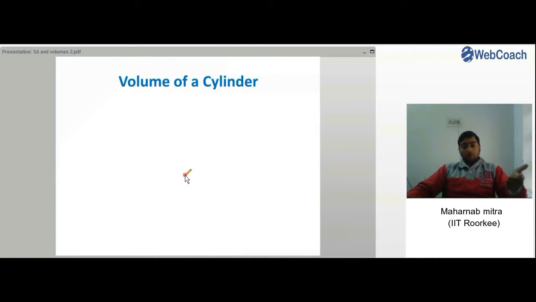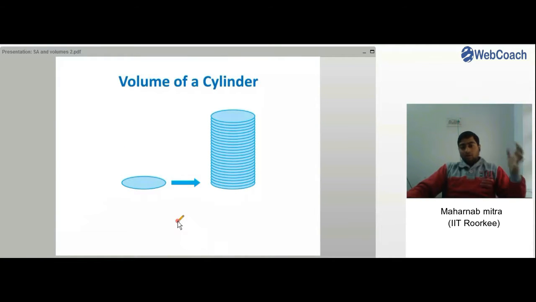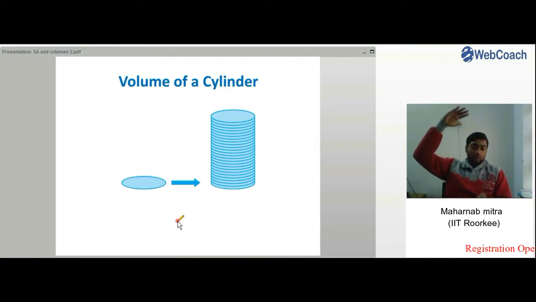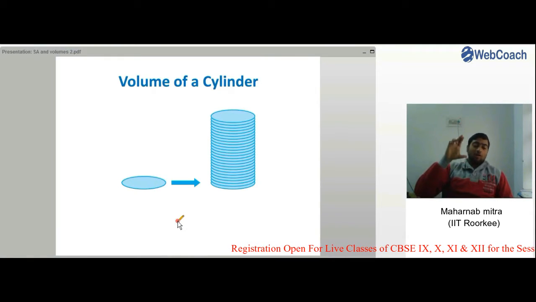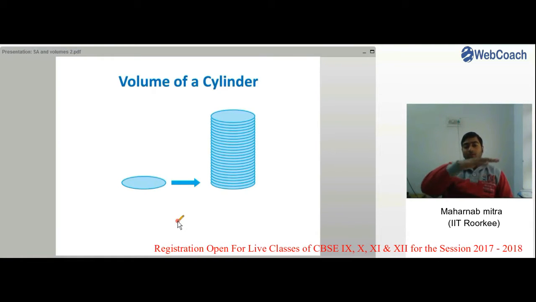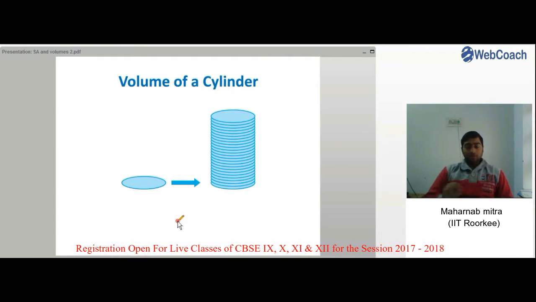So let us look at now the volume of a cylinder. Now I think you can recall how we had found out the volume of a cylinder, or the surface area of a cylinder, and how we had made it. We had taken a base area and stacked similar sheets on top of the other to form a big cylinder of height h, right? We had formed a cylinder of height h by stacking one after the other the similar base area.